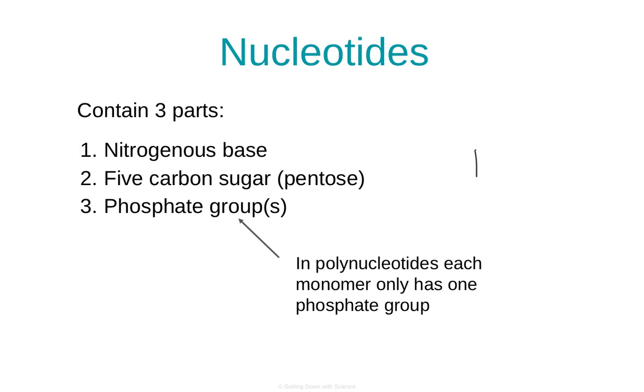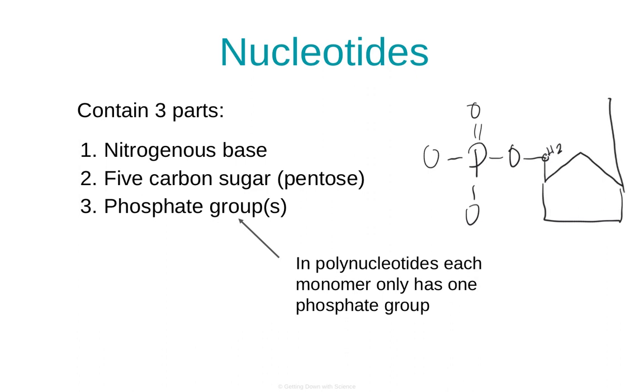So if I were to draw that phosphate, which is PO4, it has a bonded oxygen, oxygen, oxygen. This is our phosphate group, right? And it's bonded to our pentose sugar, which is a pentagon like that. There's a CH2 here. And then off of our pentose sugar is the base. So sugar, phosphate, and the base.